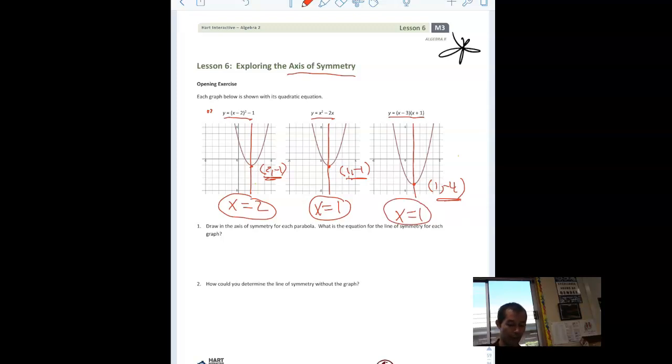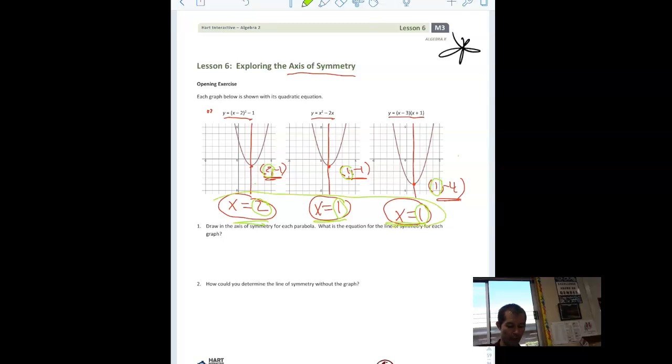All right, so if you notice here, the x coordinate of the vertex for problem number 1 is 2. And I just recopied that right here. The x coordinate of the vertex for problem number 2 is 1. And I literally just recopied that right here. And the x coordinate of the vertex for problem number 3 is right here. And I literally just recopied that here.